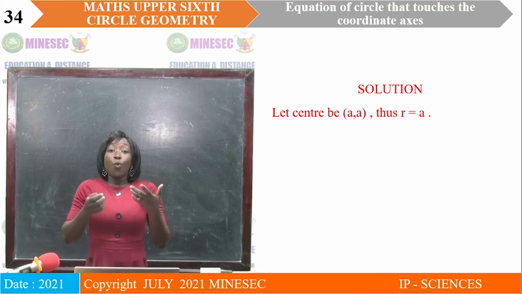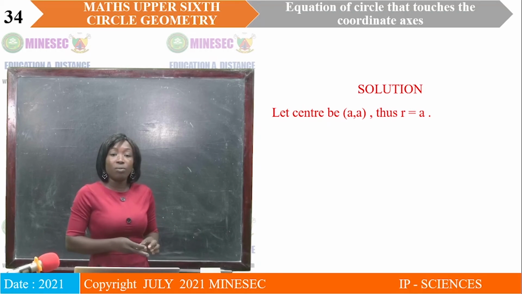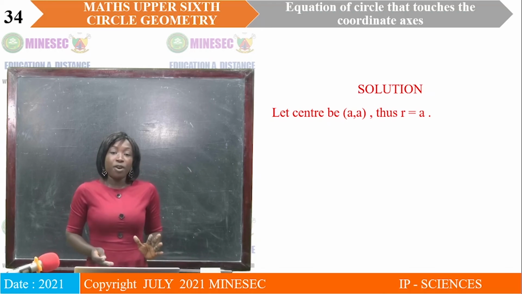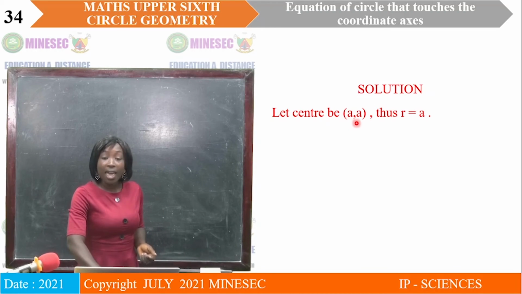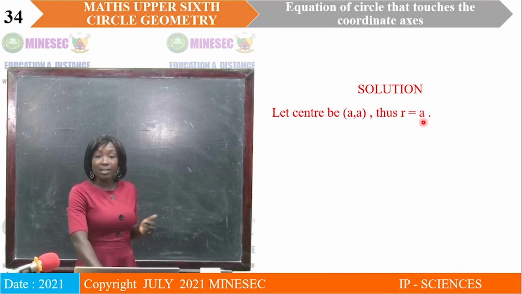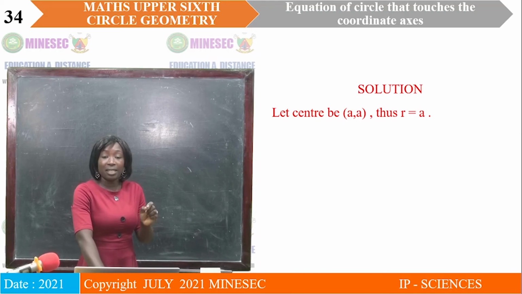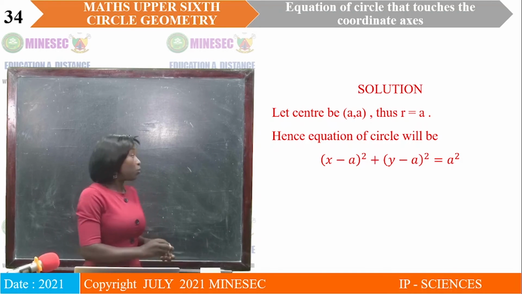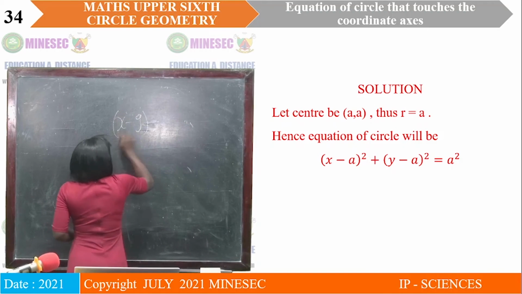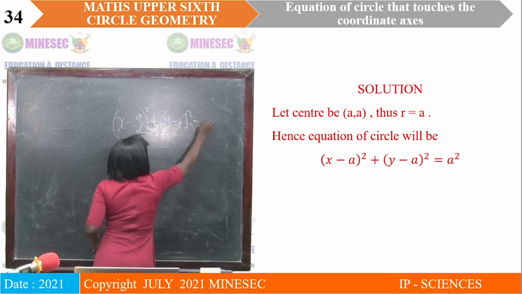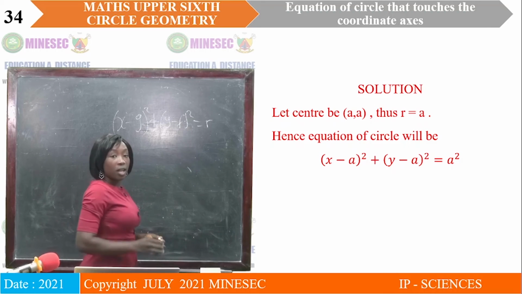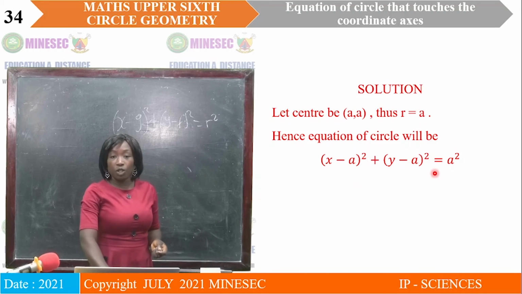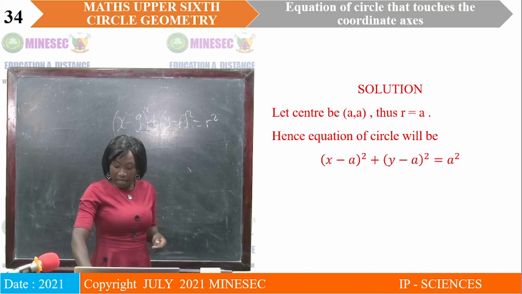Now, we need the center of the circle. Since it is stated in the question that the circle touches both coordinate axes, we are free to let the center of our circle be (a, a) and the radius r to be a. We are free to say that because they said the circle touches both coordinate axes. Hence, for the equation of the circle we use the form (x − g)² + (y − f)² = r². We replace g and f by a, and r² by a², to give us the equation displayed on the screen. Expanding.